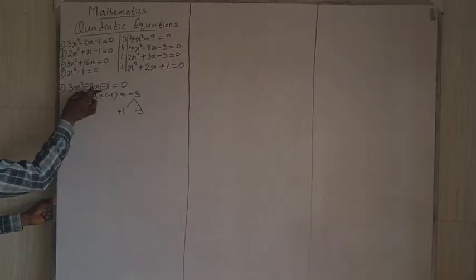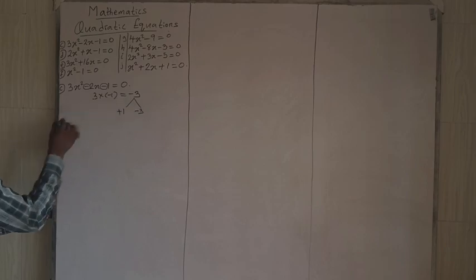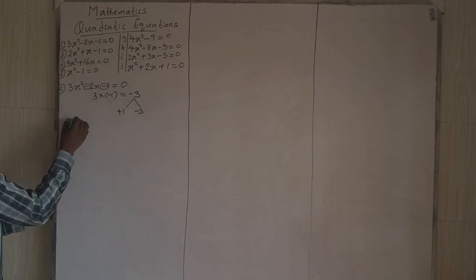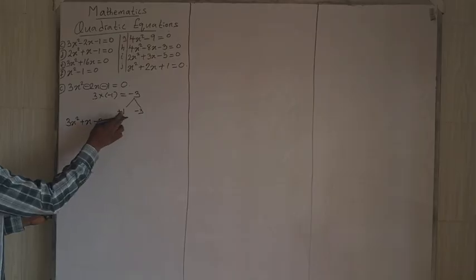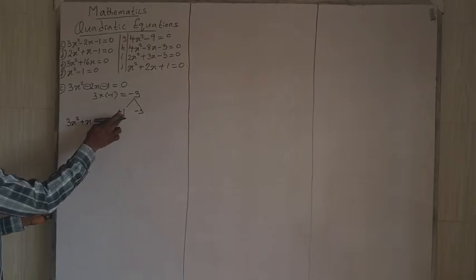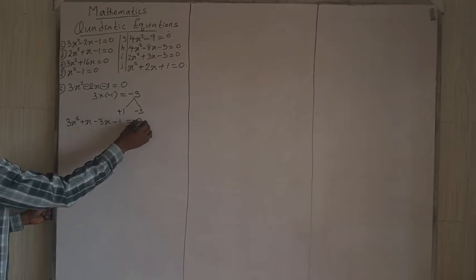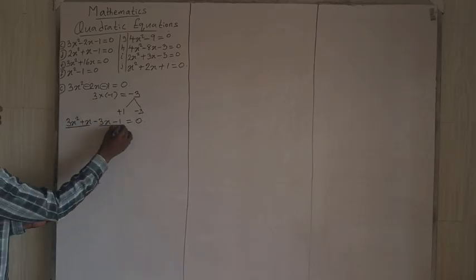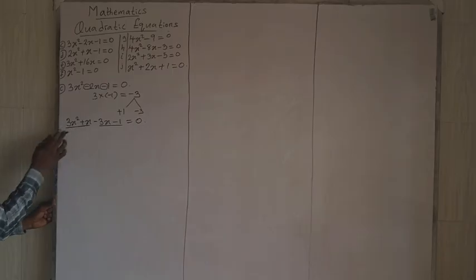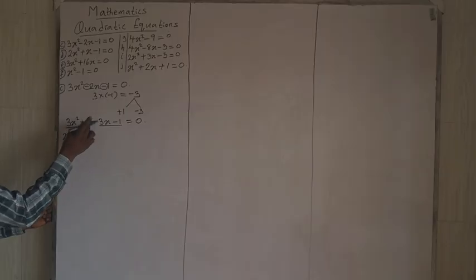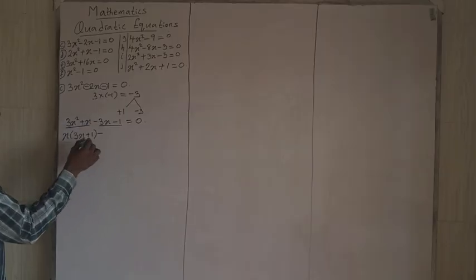Now replace this minus 2x with plus x minus 3x. We are going to add x to both. 1x is the same thing as x, minus 1 equals 0. Group them. Now let's factor the group. What is common to this side? That is x. 3x squared divided by x is 3x, plus x divided by x is 1. The sign that is here is minus.